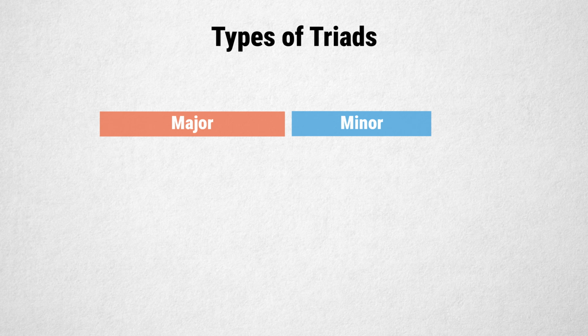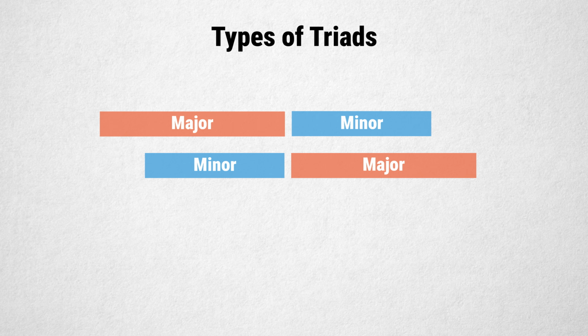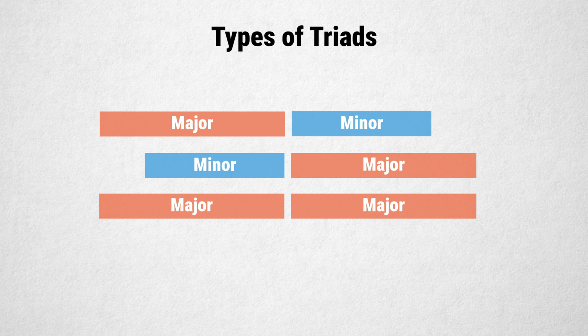Now we can stack a major third and a minor third. And we can stack a minor third and a major third. And we can stack 2 major thirds. And we can stack 2 minor thirds. So how does this relate to the actual triads?